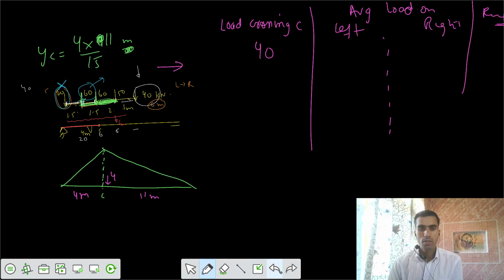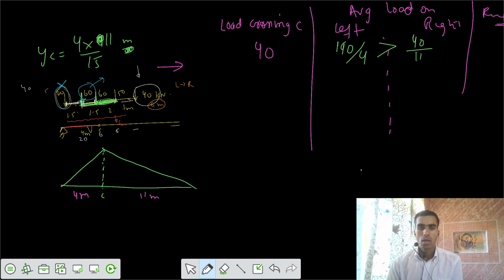So for that condition, the load on the right would be only 40 divided by the length of 11. And the total load on the left would be 20 plus 60 plus 60 plus 50, that is 190, I think, for the length of 4. And I can say this is greater.